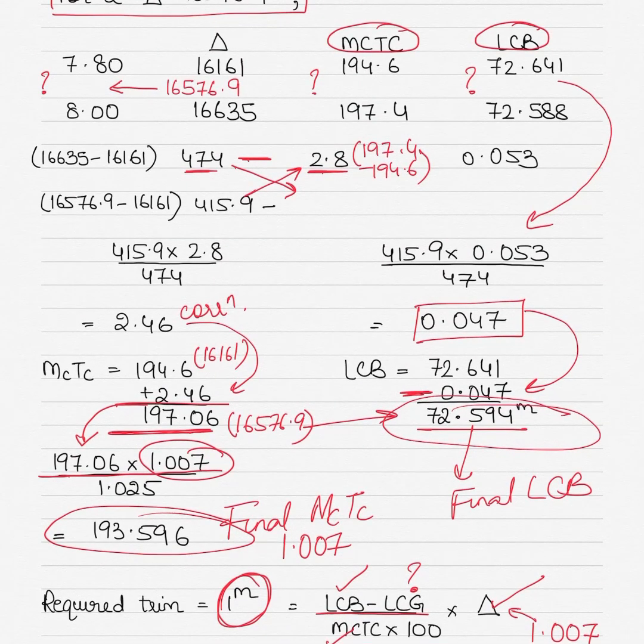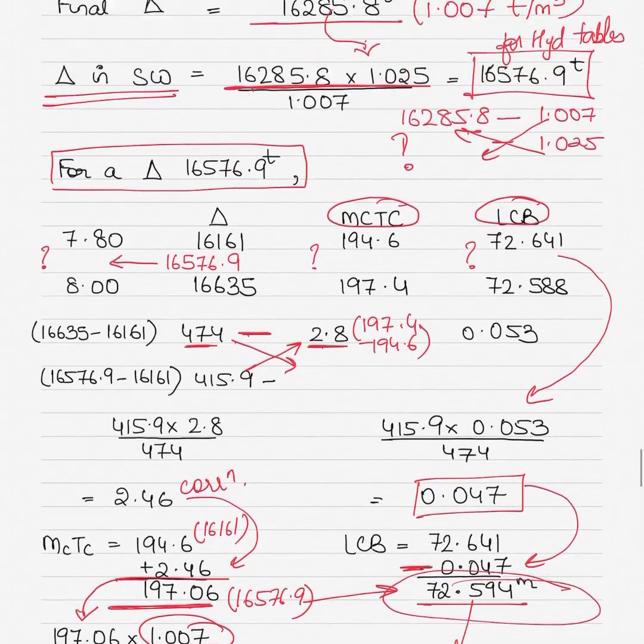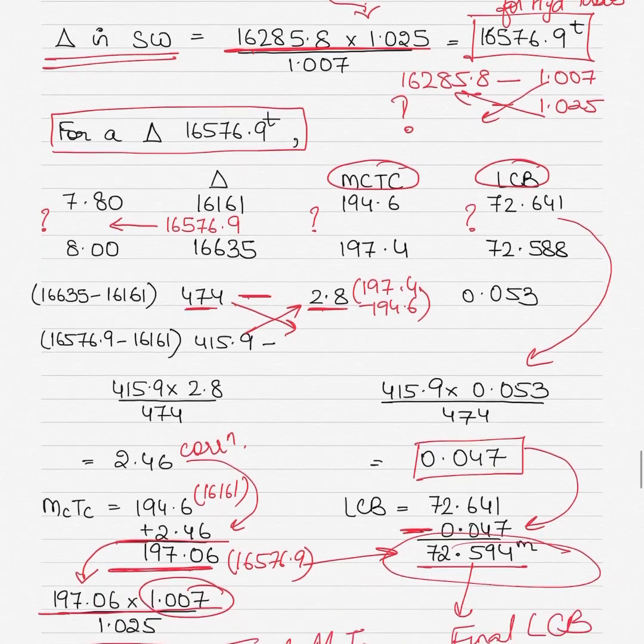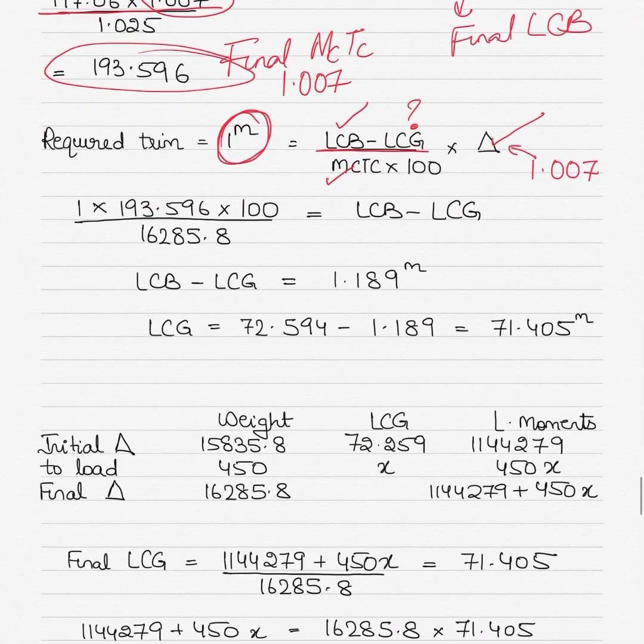So don't use the displacement of 16576.9, because that was used to obtain the values from the hydrostatic tables. Your original displacement for a density of 1.007 after loading is finished is 16285.8, as you see here. Alright, so keep a note of these things. Do not use the wrong displacement.